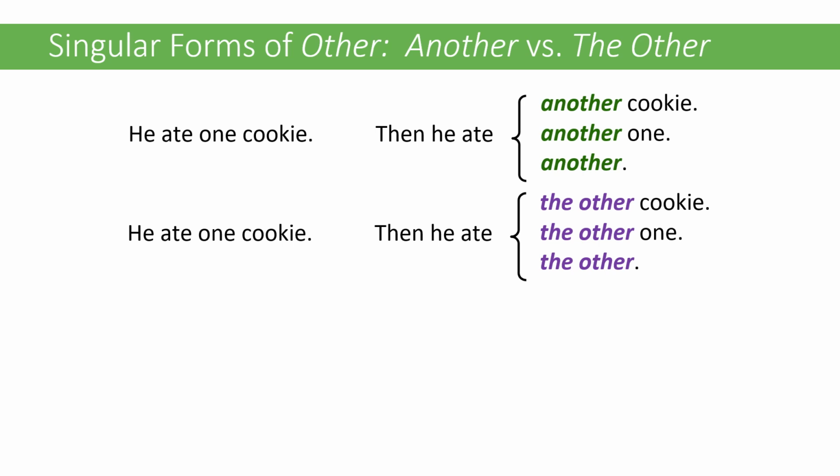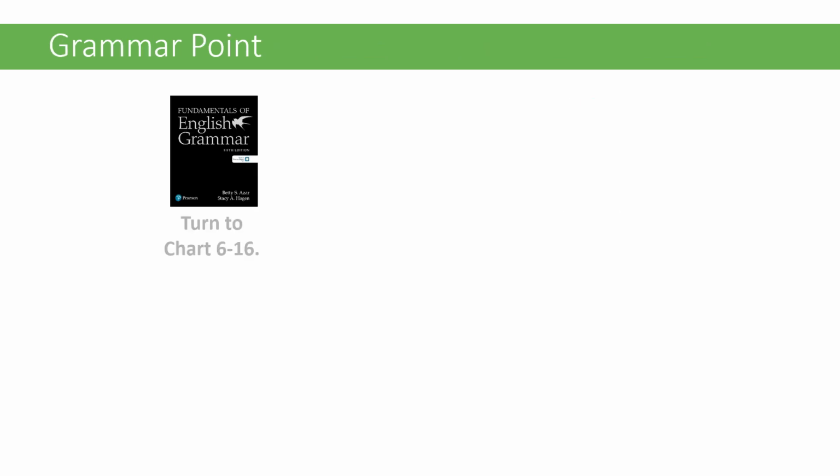In this case, there's only 2 cookies. He ate one cookie, then he ate the other cookie. Because whenever you say the other, it's the last one. So if he had one here and another one here, there's only 2 of them. He ate one cookie, then the other one. Second one, there's none left. He ate one cookie, then he ate the other. This is the last one, the second one, there's nothing left. Whenever we have the, it means there's nothing left. Whenever we have an, it means there's more.